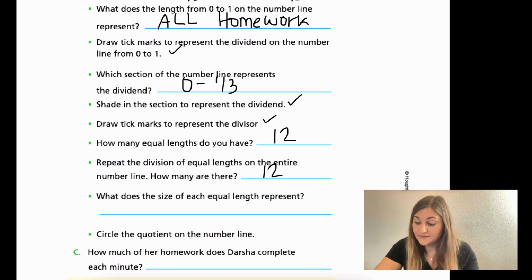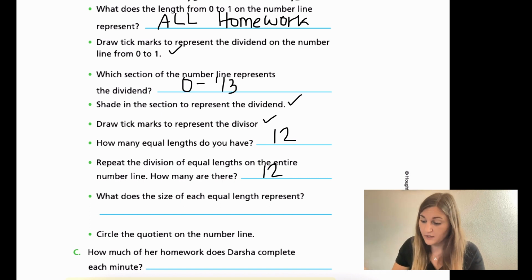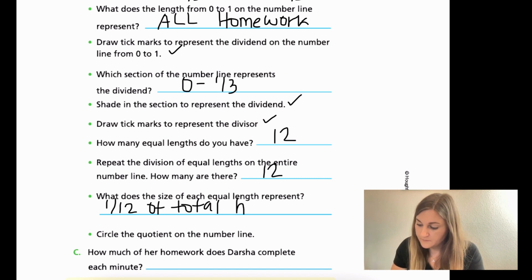Now, what does the size of each equal length represent? That's what we're looking for in the problem. So in the tiny blue section from 0 to the first blue mark, what does that one tiny section represent in our word problem? Well, if she had 1/3 of her homework, remember, and she's cutting it into 4 minutes, that's how much homework she solved in 1 minute. Out of her entire homework, how much is that? If we have 12 parts, it would be 1/12. That's our quotient. So 1/12 of total homework.